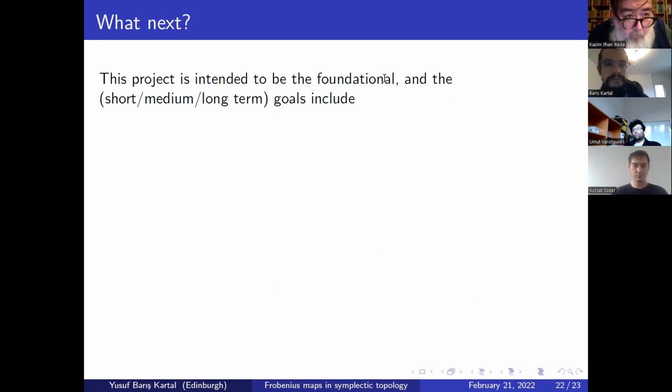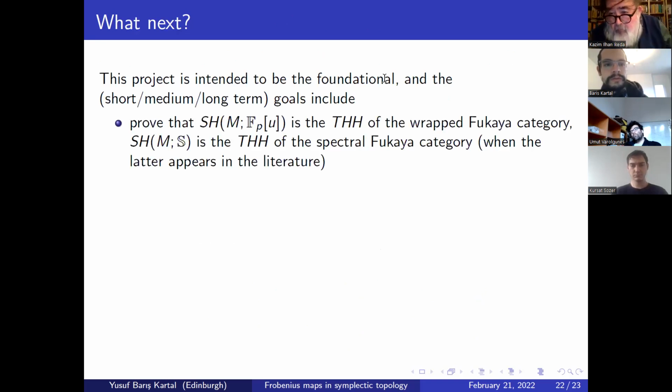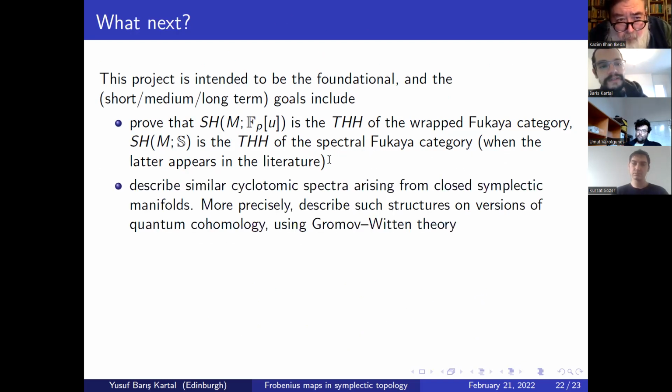Okay, so last slide. It's a bit foundational. This work is foundational for some other goals. One goal is, of course, to prove that this guy is the topological Hochschild homology. And the first thing itself is also topological Hochschild homology of the spectral 2-pi category when the latter appears in the literature. Finally, we actually have some idea on how to show this, but unfortunately, this guy is not around at this point.